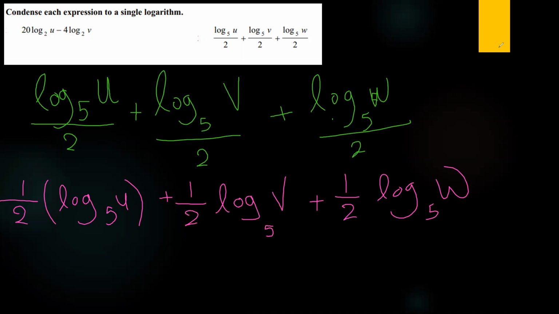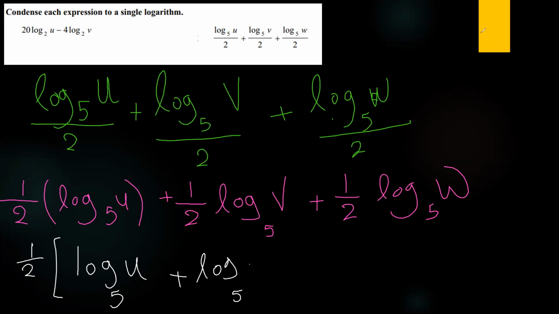Now, can I take half as a common factor? Yes, teacher. So it looks like half times logarithm to the base 5 of u plus logarithm to the base 5 of v plus logarithm to the base 5 of w.